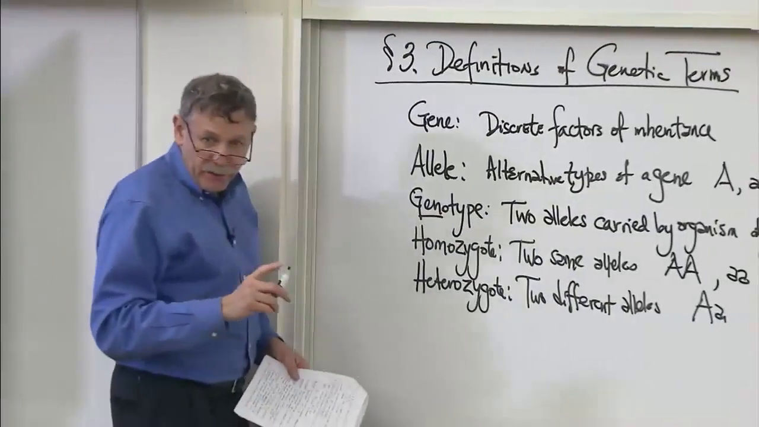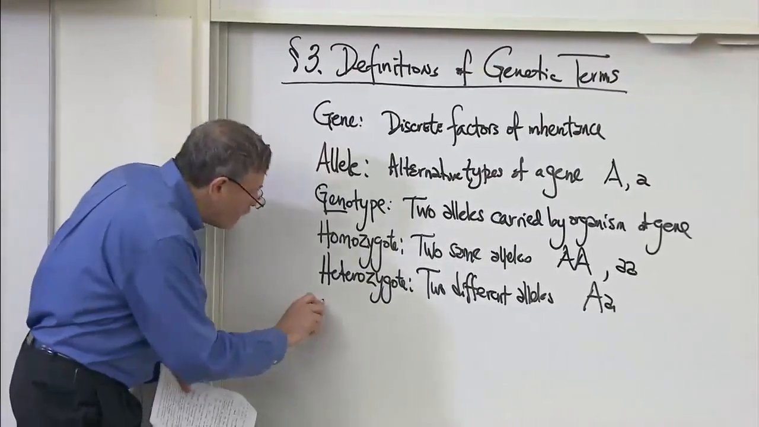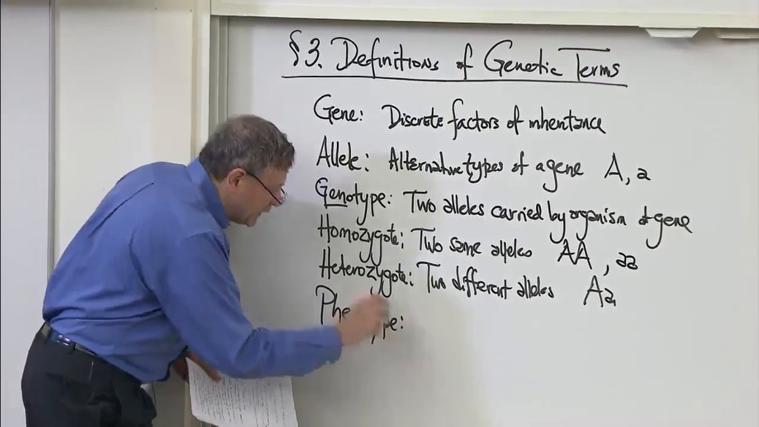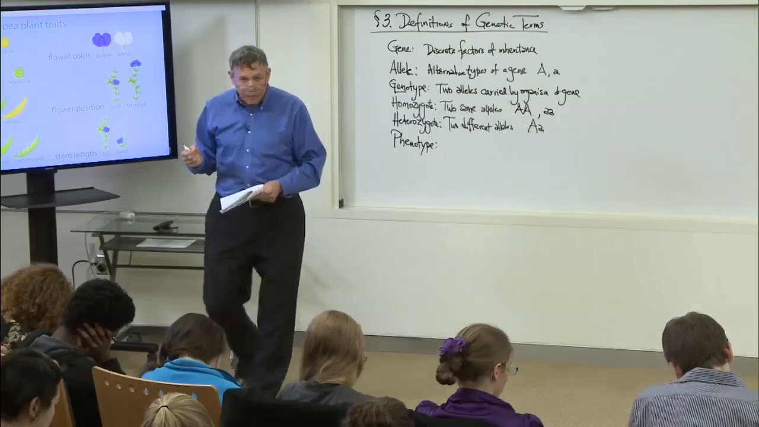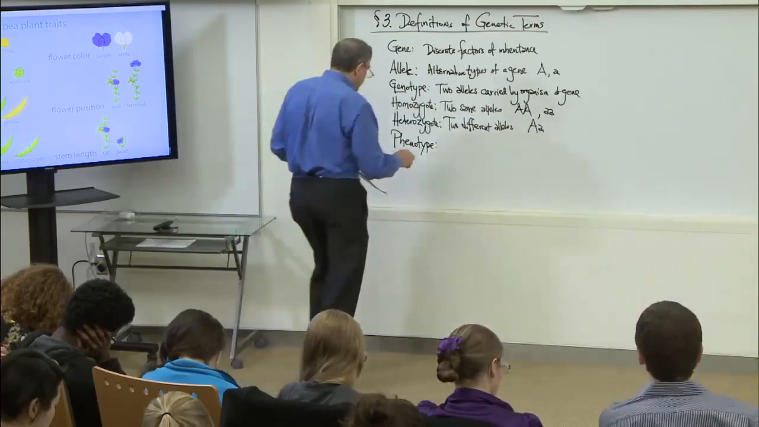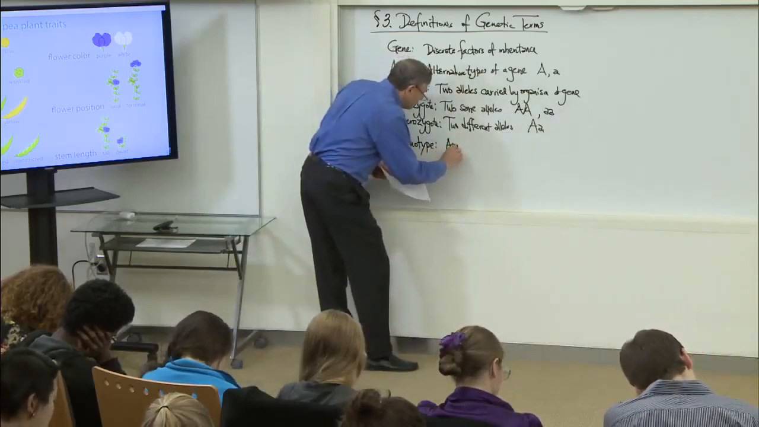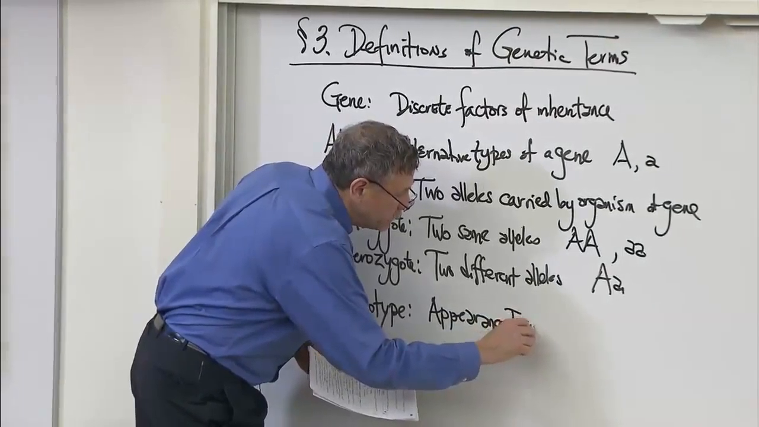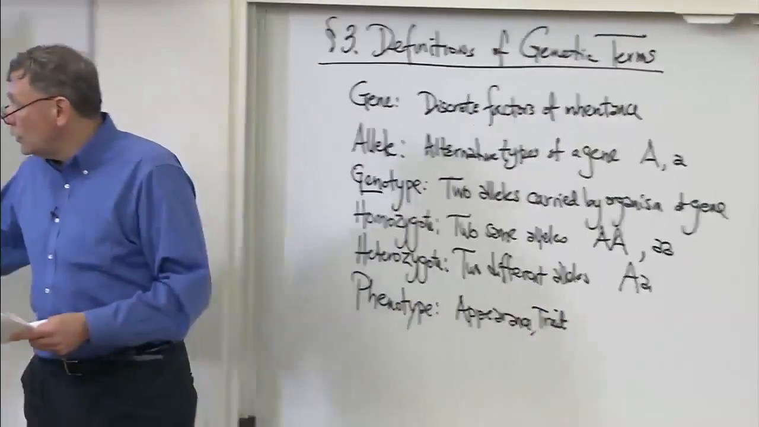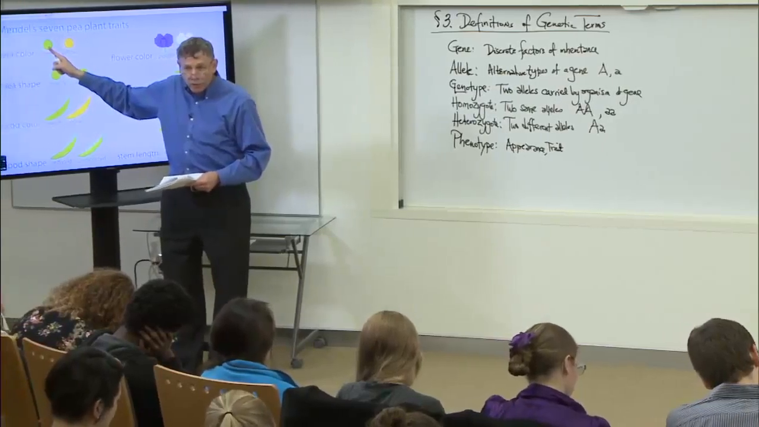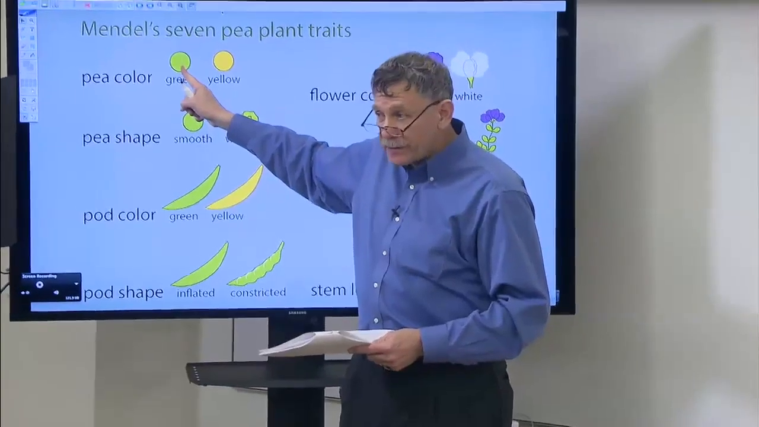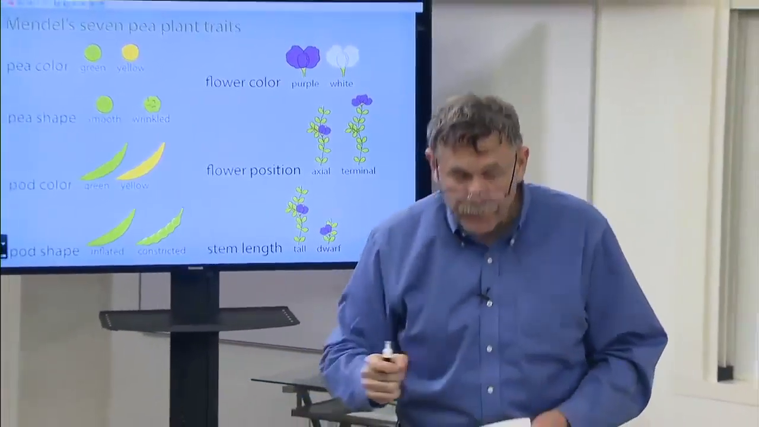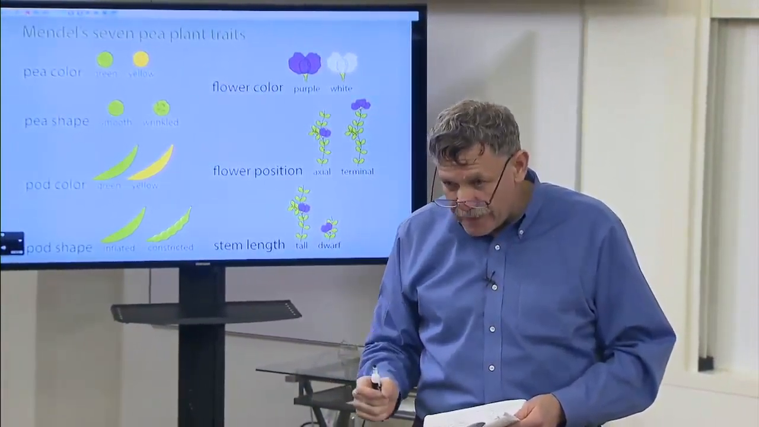There's one other word we need to know. Phenotype. Phenotype is another word geneticists care a lot about, and it means an appearance, a trait. Green pea color is a phenotype. That pea has the phenotype green seed color. Phenotype, appearance, description.